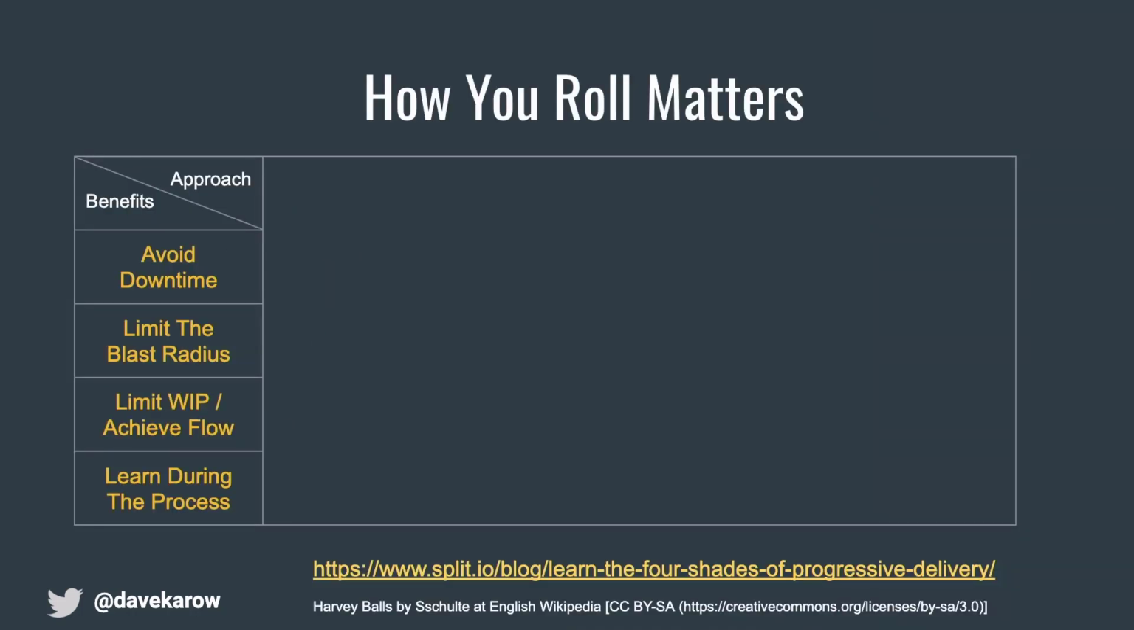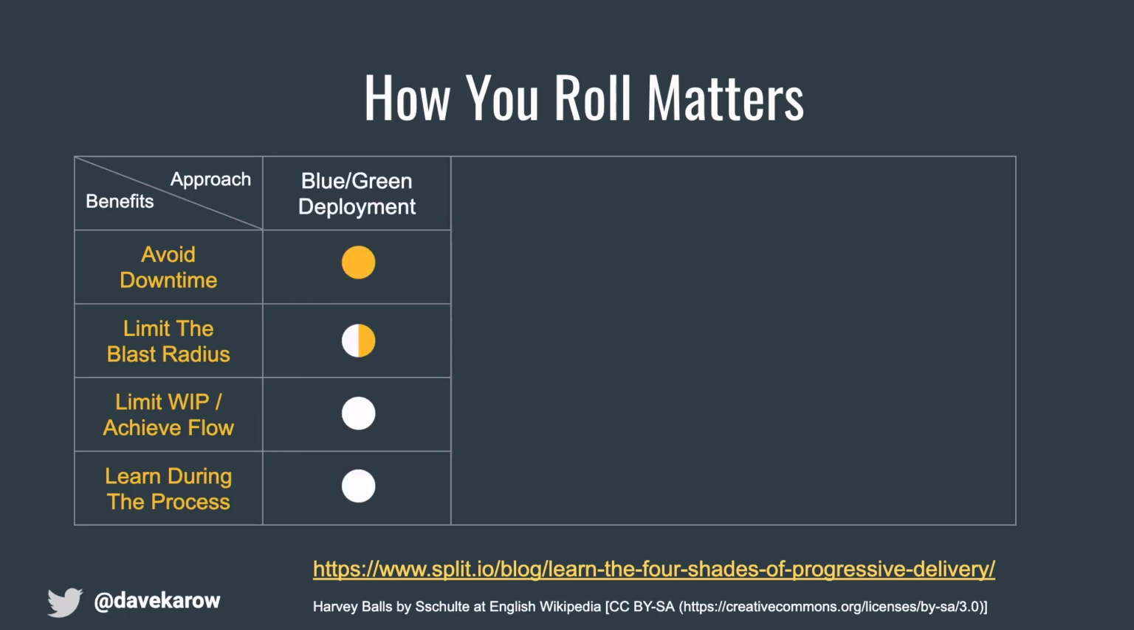I've created this matrix. Now, there are the 4 things: avoid downtime, et cetera, down the left side. Those are the benefits. The approaches, so how you do progressive delivery, matters. Yes, it's a basket of related technologies, but what you choose and how you use it will affect how well you can check these boxes, right?